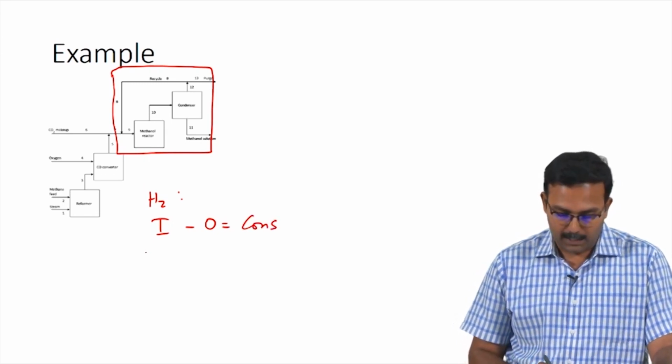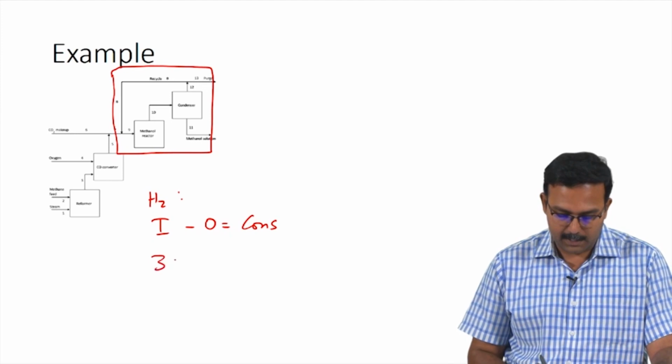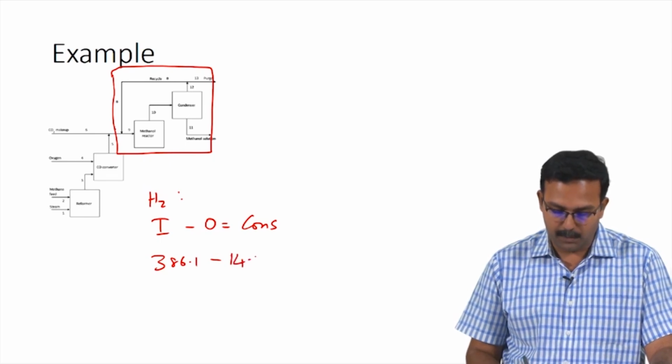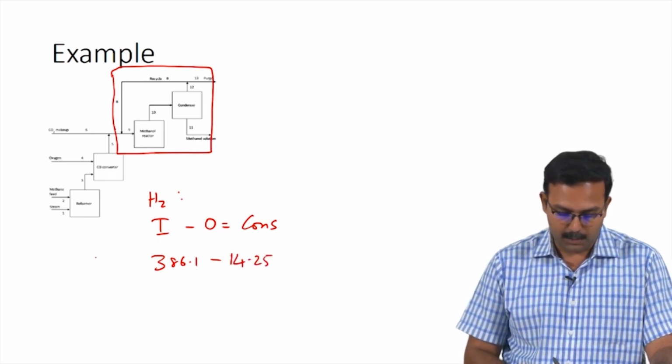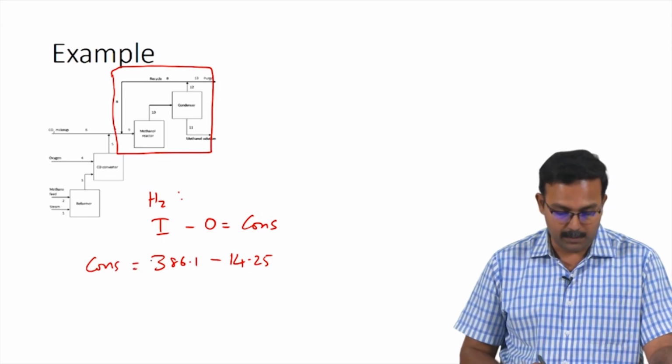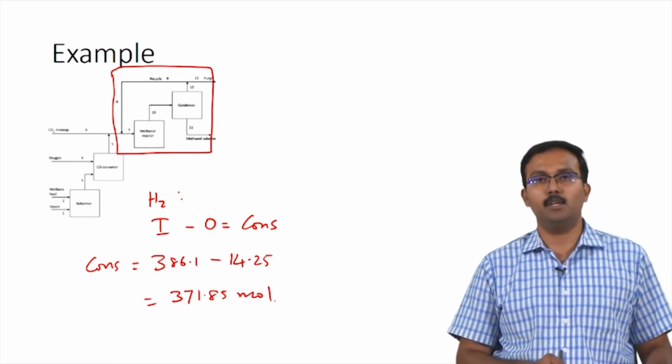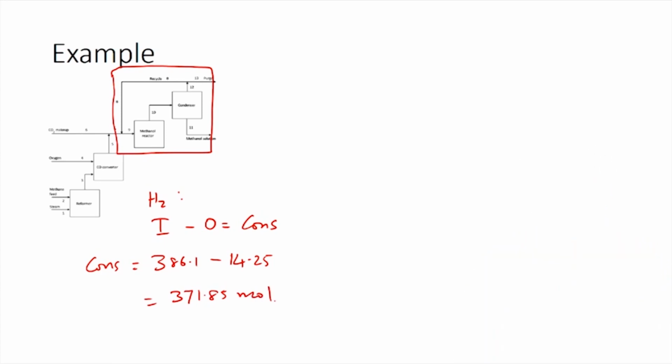We already know that input is 386.1, which is coming in through stream 7, and we calculated that the output was 14.25 from the purge stream. So, consumption is basically equal to the difference between the two, which is 371.85 moles. So, that is the total consumption of hydrogen in this system.